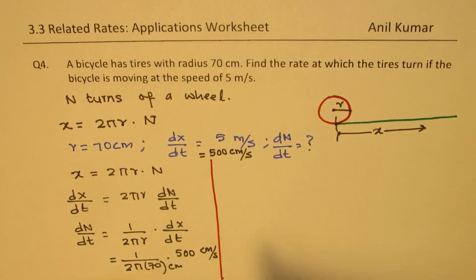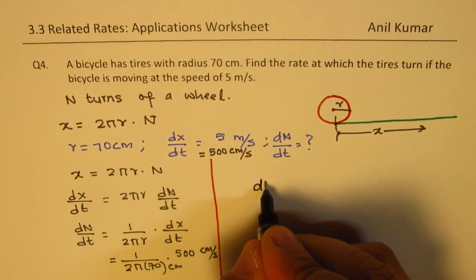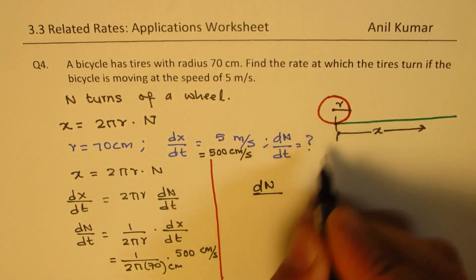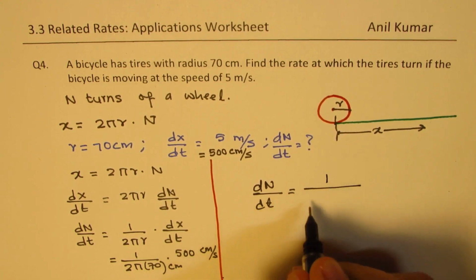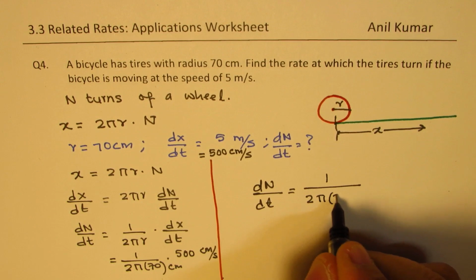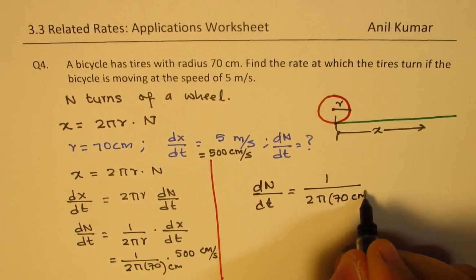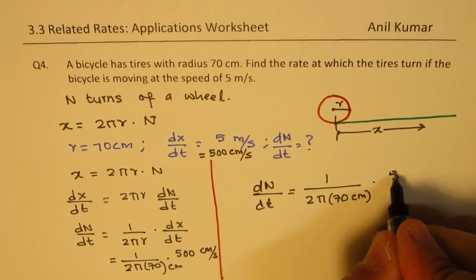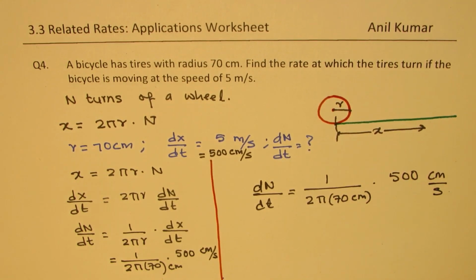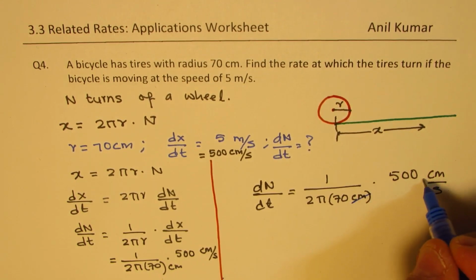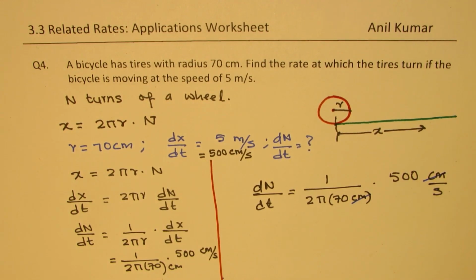So once again, let me rewrite this here very clearly. So we get rate of change of number of turns with time is indeed equal to 1 over 2 pi, in this case 70 centimeters, right, times 500 centimeters per second. Is that clear to you? So centimeter and centimeter cancel. So if you include units, you're not going to make mistakes as could have been made, right?